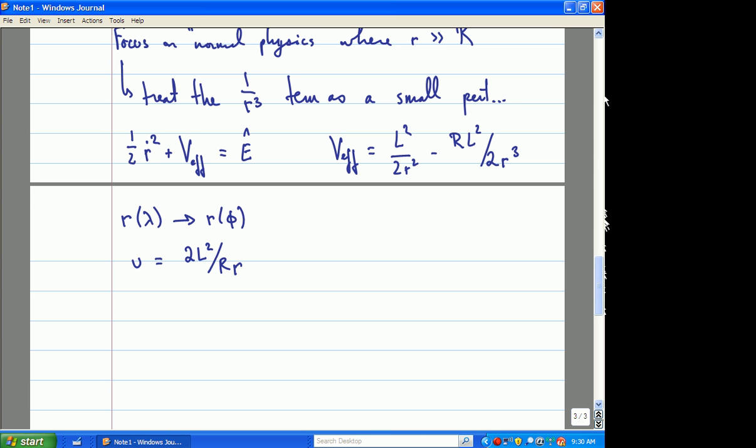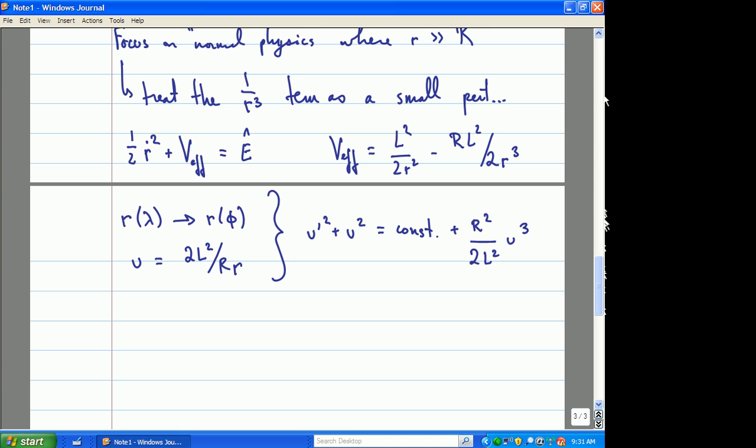And so prime will denote d by d phi. And so then it's the same set of manipulations I went through last time to write down the differential equation in terms of u instead of in terms of r. And what do you get? Well, you get exactly the same thing you had last time, except with a couple terms missing. So this is the exact same set of manipulations I did last time. I don't want to bore you by going through it all again.